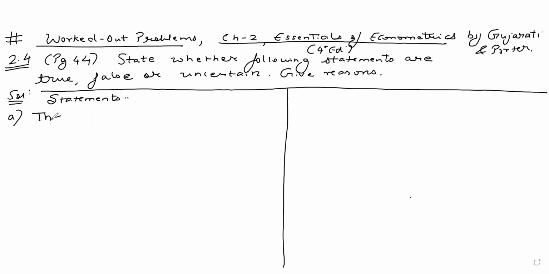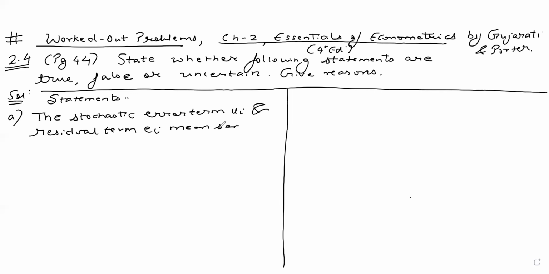The stochastic error term UI and the residual term EI mean the same thing. Okay, and we are going to look at the answers. We are going to write the answers here. Okay, so is this statement true or false?